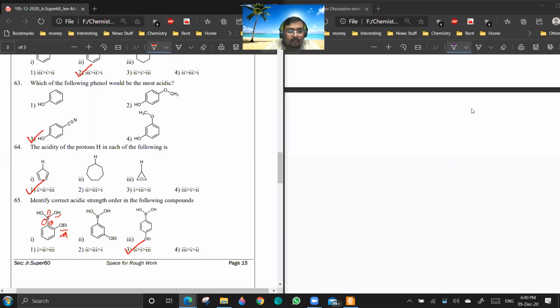Apart from that, OEt here will be creating only a positive charge, and here it will be creating plus M, meaning a negative charge. Here only plus M is there; here there is plus M and minus I. So here the negative charge will be more. The boron will be stabilized more in this case, so its acidity will be less. The acidity will be maximum in case of 2 because there is a positive charge which will be amplifying the electron deficiency of boron.